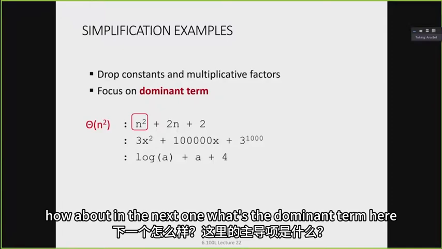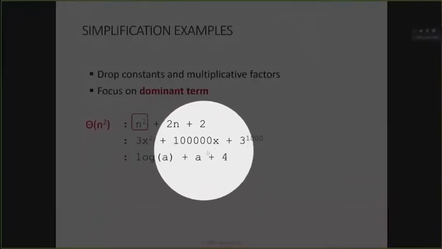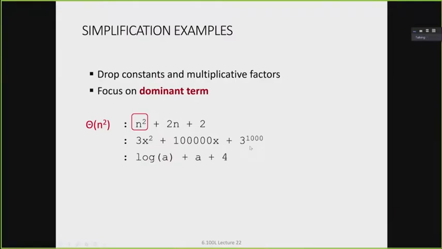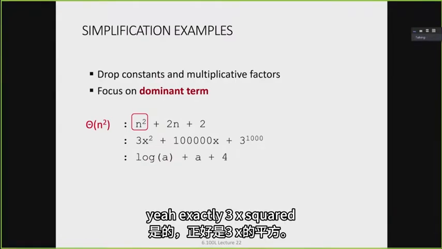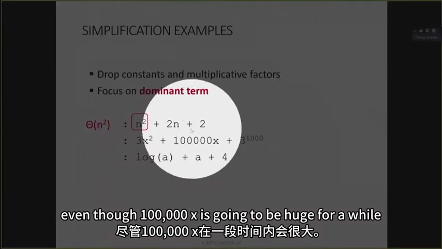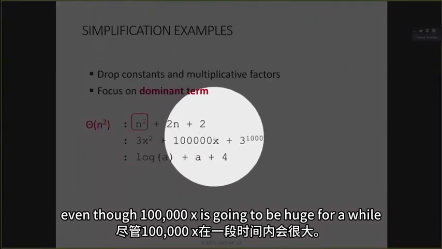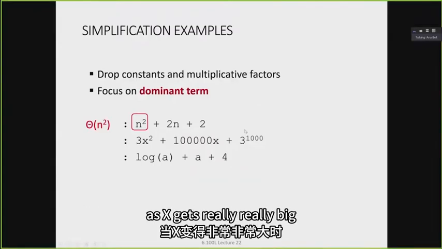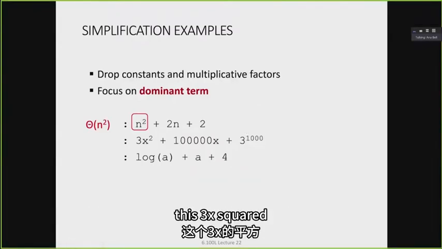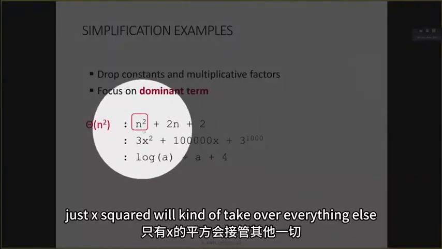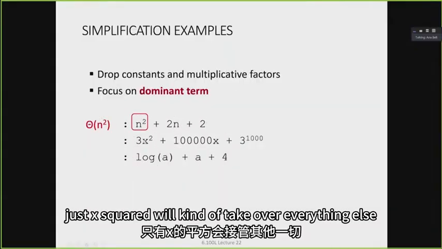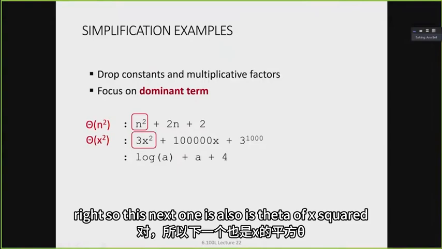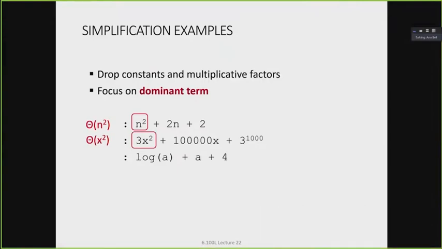How about in the next one? What's the dominant term here? Yeah, exactly, 3x squared. Even though 100,000x is going to be huge for a while, and this constant is also going to be huge for a while, as x gets really, really big, this 3x squared, and in fact just x squared, will kind of take over everything else, right? So this next one is theta of x squared.